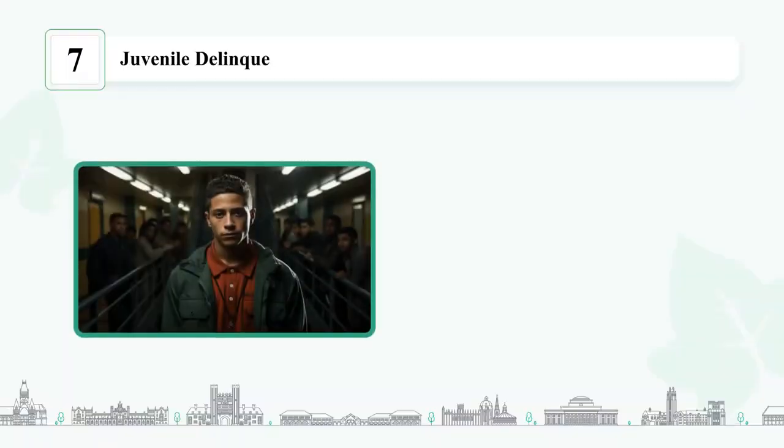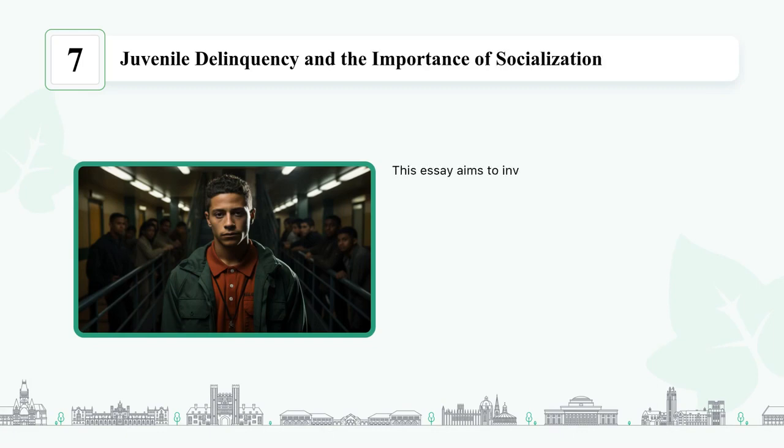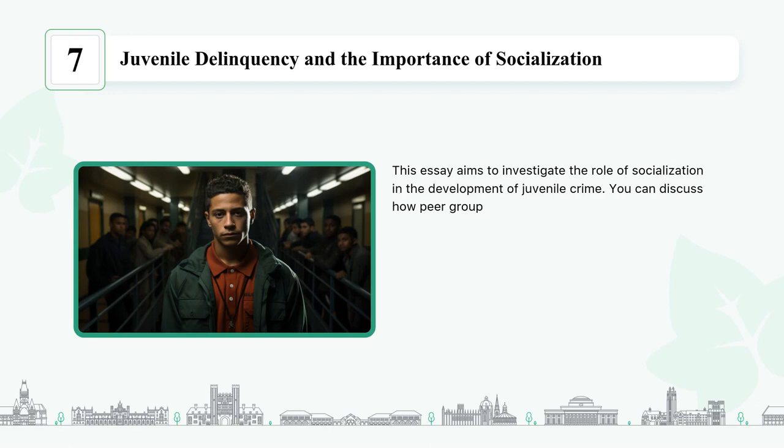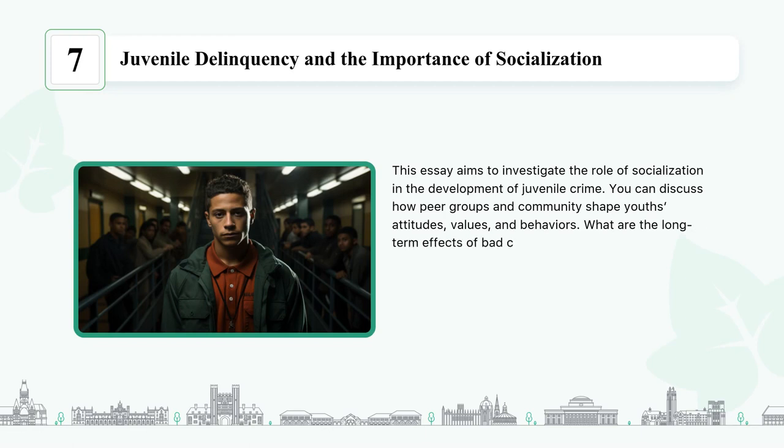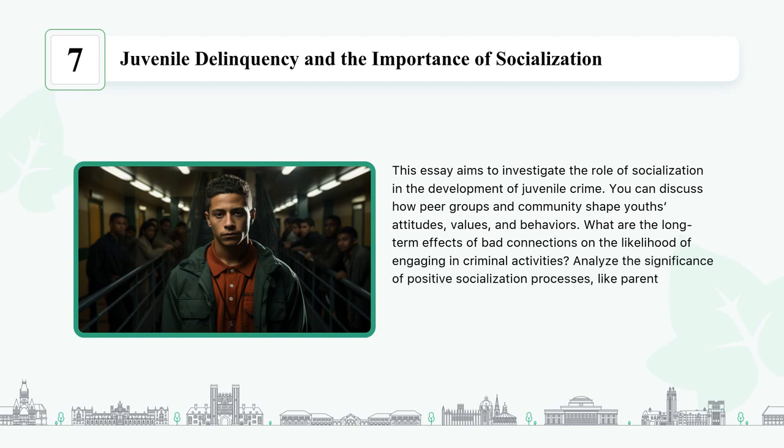Juvenile delinquency and the importance of socialization. This essay aims to investigate the role of socialization in the development of juvenile crime. You can discuss how peer groups and community shape youth's attitudes, values, and behaviors. What are the long-term effects of bad connections on the likelihood of engaging in criminal activities? Analyze the significance of positive socialization processes like parental guidance or community involvement.